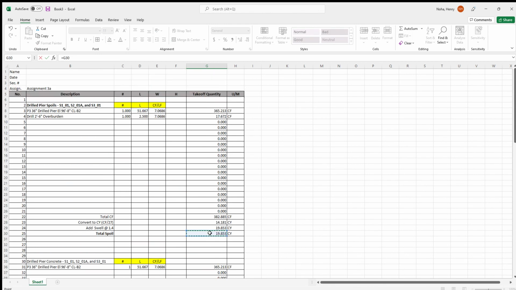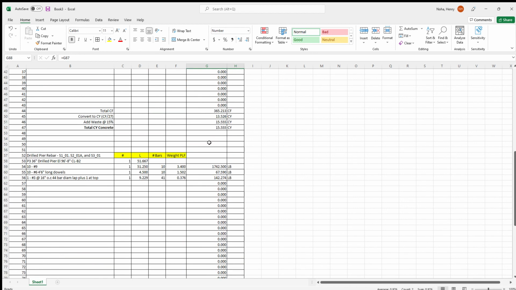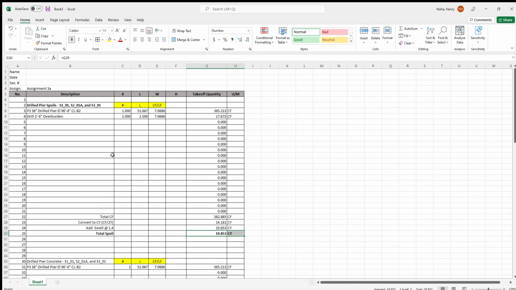Of our total spoil P. And then hold your answers here, and then that's it for the assignment 3 template.